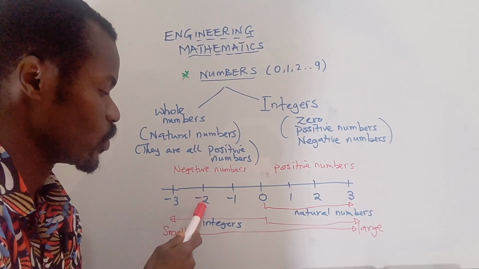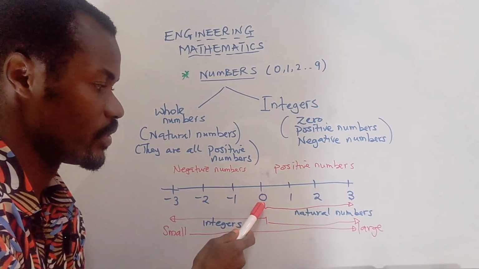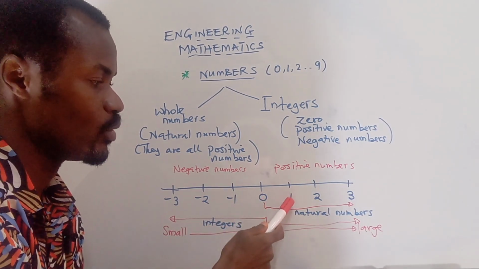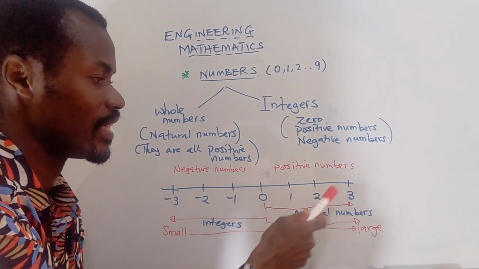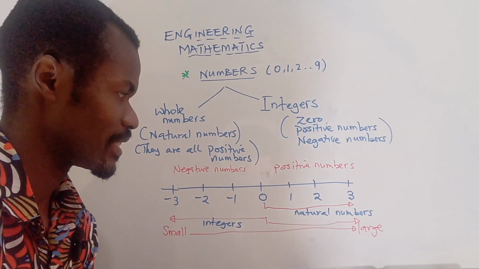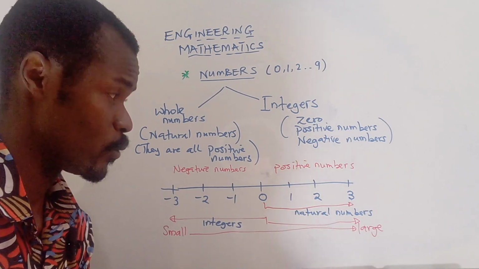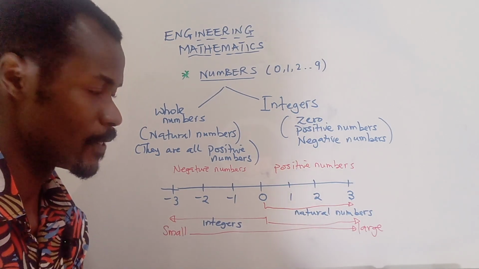-2 is less than -1. -1 is less than 0. And 0 is less than 1. 1 is less than 2. 2 is less than 3. So with this basic understanding, we can represent this using 2 signs, which I'm going to just put down.